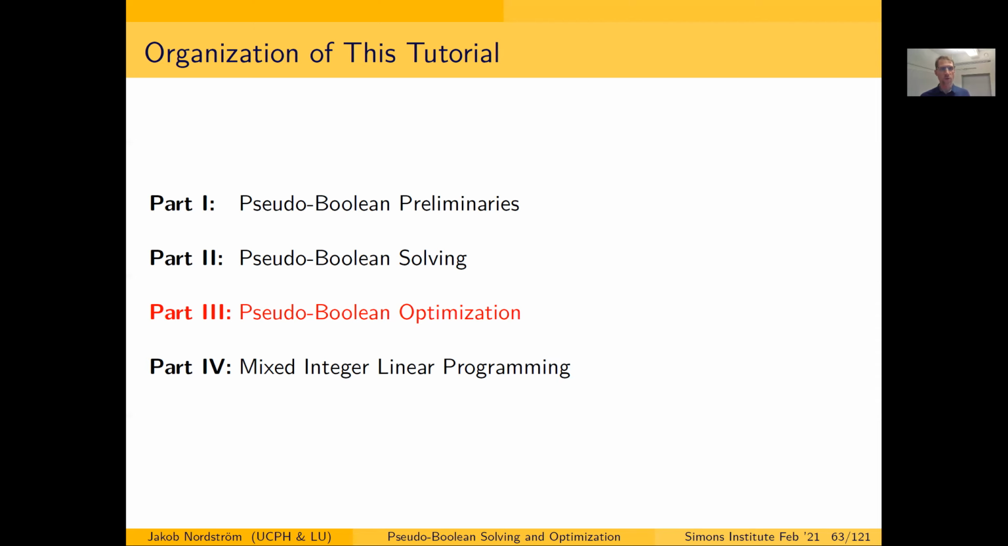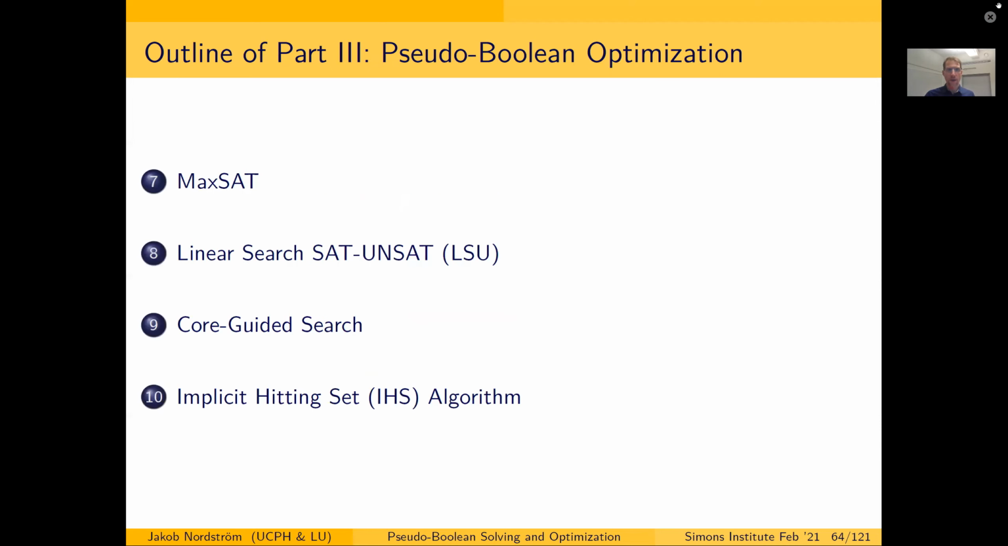And this is even more so when now here in part 3, we consider the setting where, in addition to the pseudo-Boolean formula, you also have a linear objective function that you want to minimize. So this is what we want to talk about now. And this topic is connected to max-sat solving, and many of the ideas for pseudo-Boolean optimization come from max-sat solving, and have been most fully developed there.